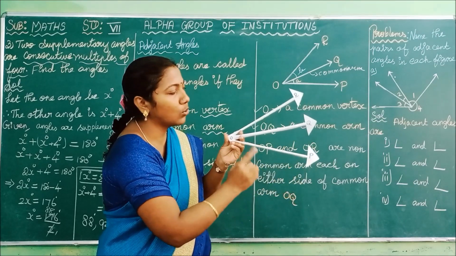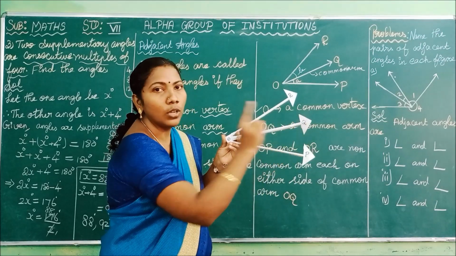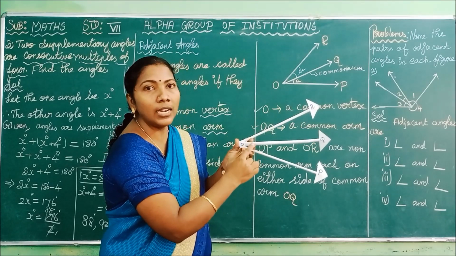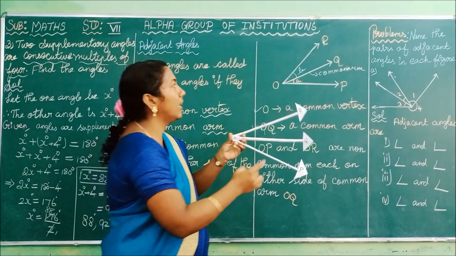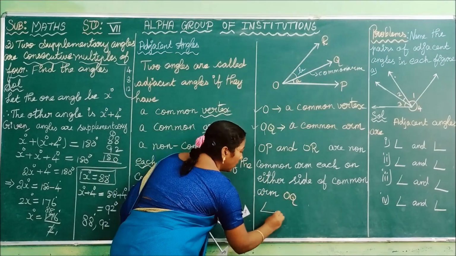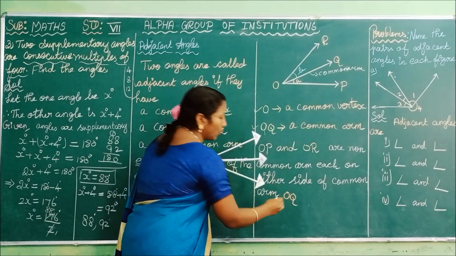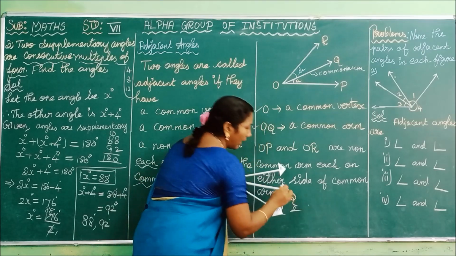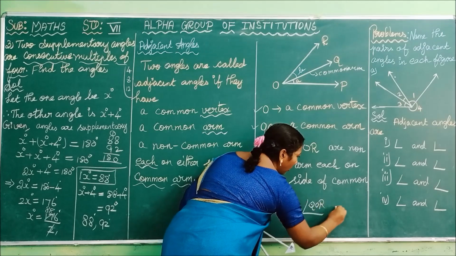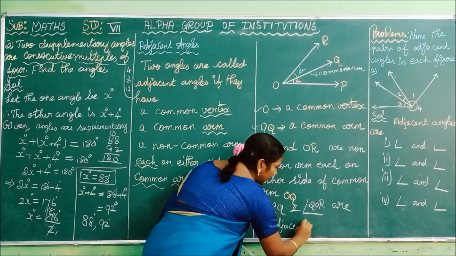Do you understand, children? So what are the two adjacent angles? P O Q and Q O R. These two are adjacent angles. We are naming those angles as A and B. So we have to write here: angle P O Q and angle Q O R are adjacent angles. What are they? Adjacent angles.